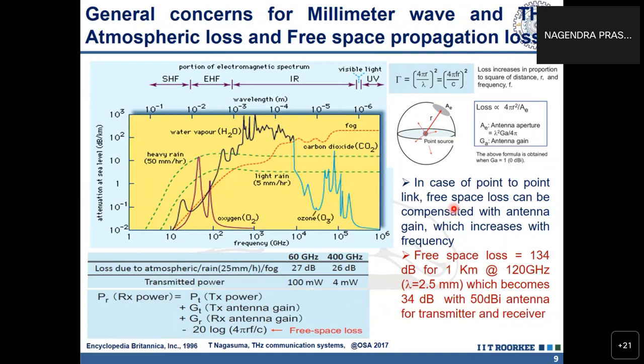So if you can design a very, very high gain antenna, then instead of using a very high power transmitter, with the help of a small power transmitter but with a very high gain antenna, you can achieve your goal. Because the free space loss, which is 134 dB, can be brought down to 34 only. You can compensate this huge loss with the help of a very high gain antenna.